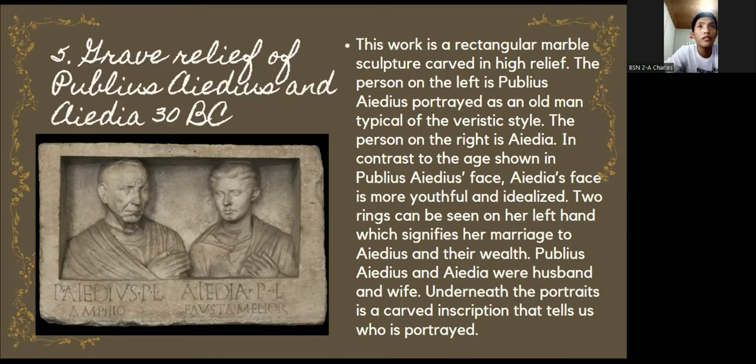The person on the left is Publius Aedus, portrayed as an old man, typical of the veristic style. The person on the right is Aedia, in contrast to the age shown in Publius Aedus's face. Aedia's face is more youthful and idealized. Two rings can be seen on her left hand, which signifies her marriage to Aedus and their wealth.